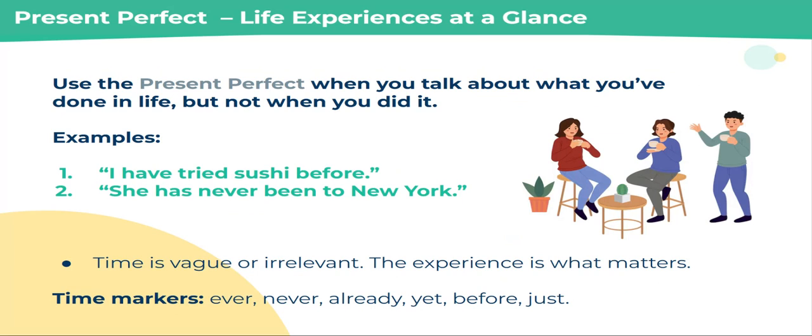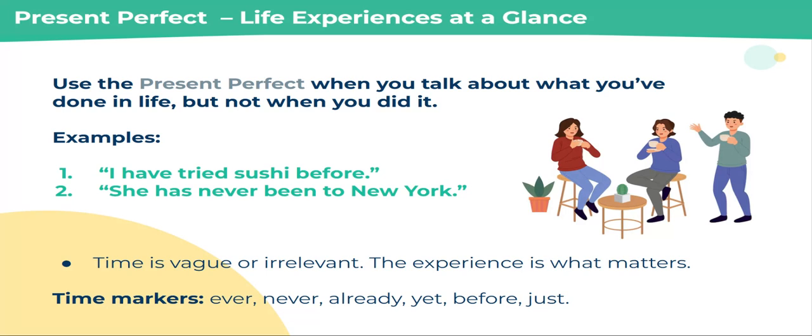The present perfect is life experiences at a glance. So what does that mean? We use the present perfect when you talk about what you've done in life, but not when you did it. For example, I have tried sushi before. So I'm not giving a date. I am just letting you know that in the time that I've been on earth, I have eaten sushi. But I do not say when.